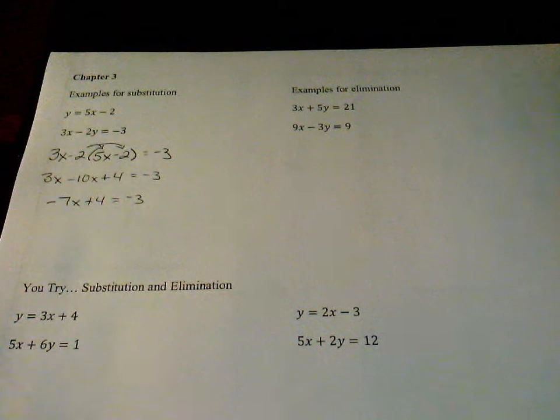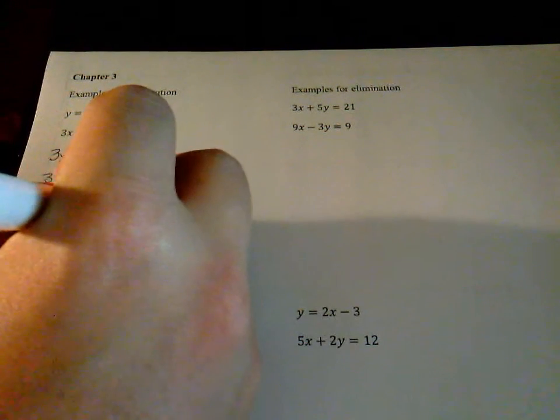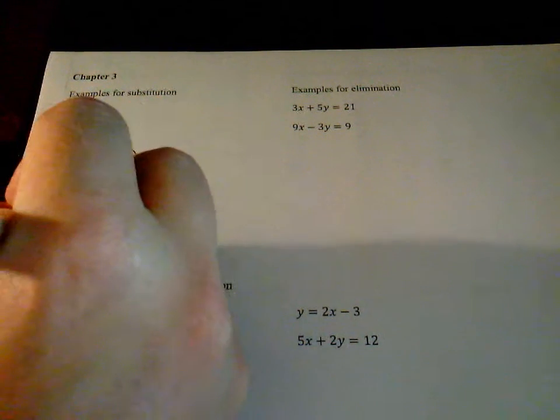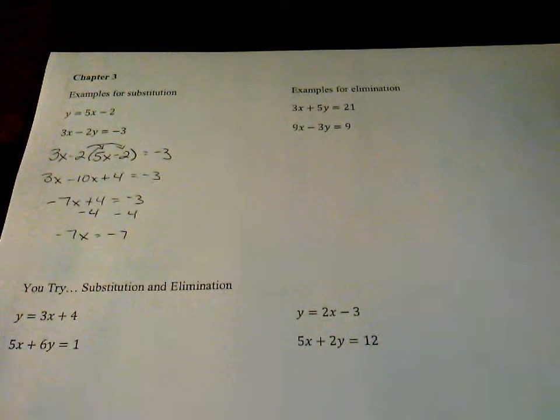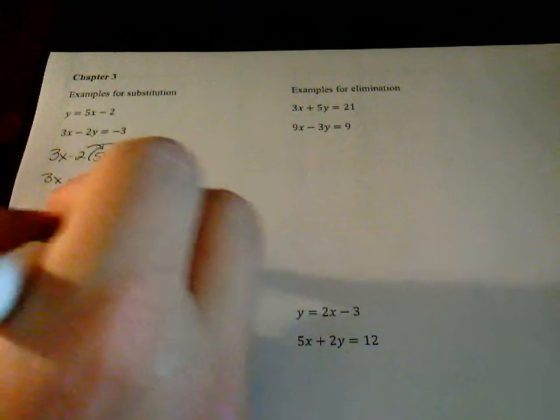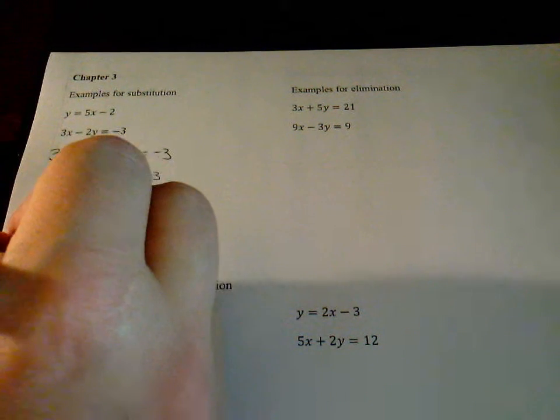And this is just a two-step equation from this point on. First you get rid of the number, get negative 7x equals negative 7, then you get rid of the number next to the x. So you get to divide by negative 7 on both sides. You get x equals 1.